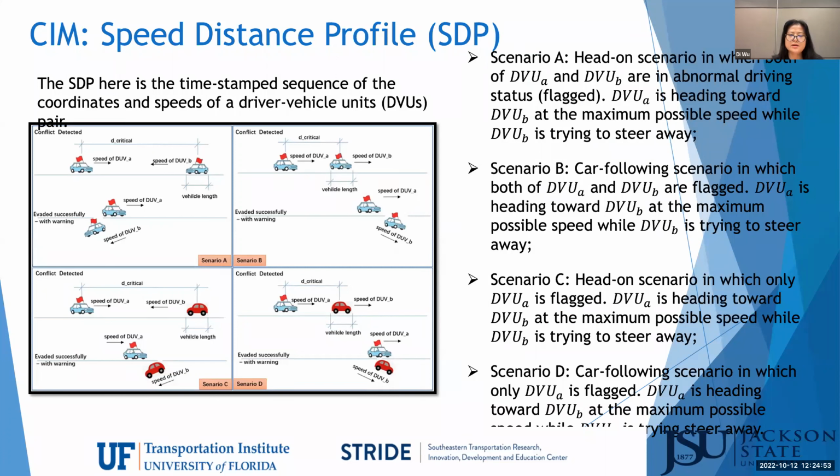So we calculate the critical distance using the speed distance profile, we call it SDP. The SDP here is the time-stamped sequences of coordinates and speeds of the driver vehicle unit pair. So we categorize four scenarios to analyze the SDP profile and implemented the math model and also the computational model accordingly.